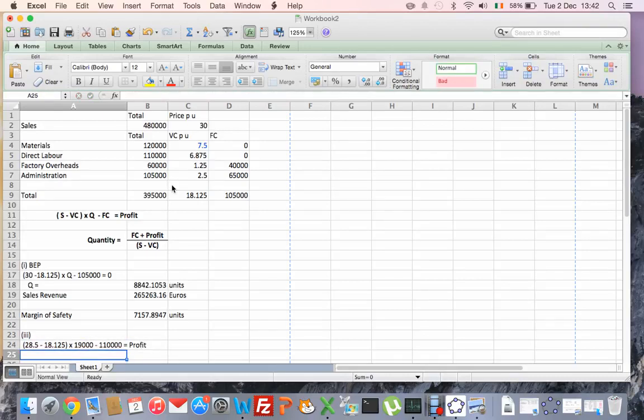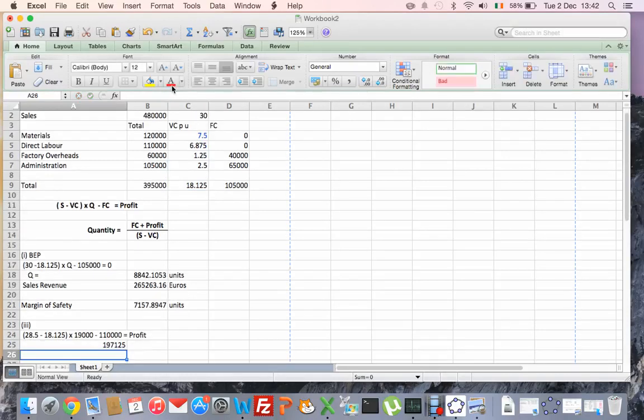Okay, so if we start working out some of the numbers here, first of all we've got 28.5. So if I do that, 28.5 minus the variable cost figure, which I'll just take from up here. Okay, and I'm going to multiply that by 19,000. So that gives us that amount of euros.